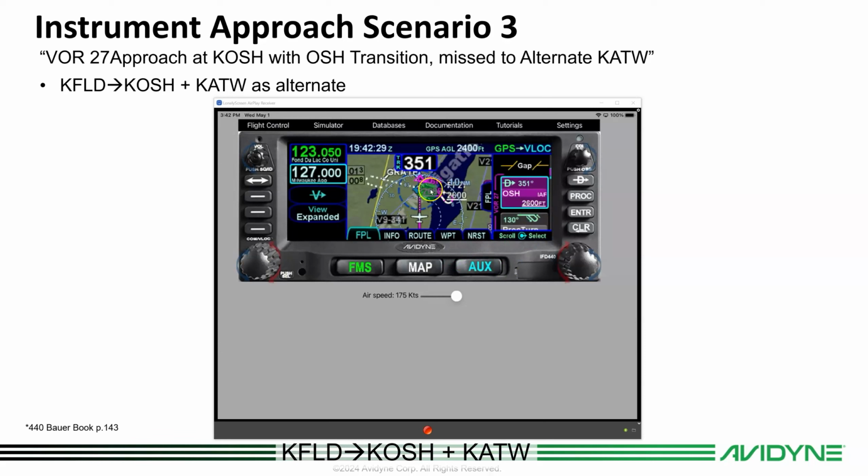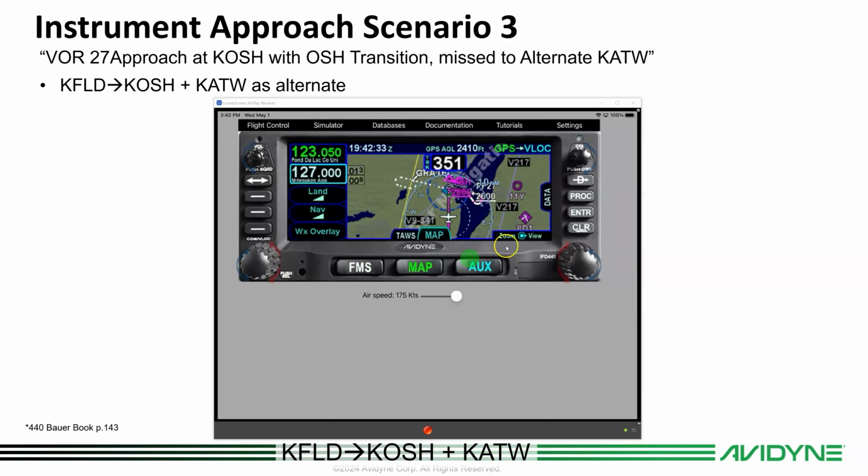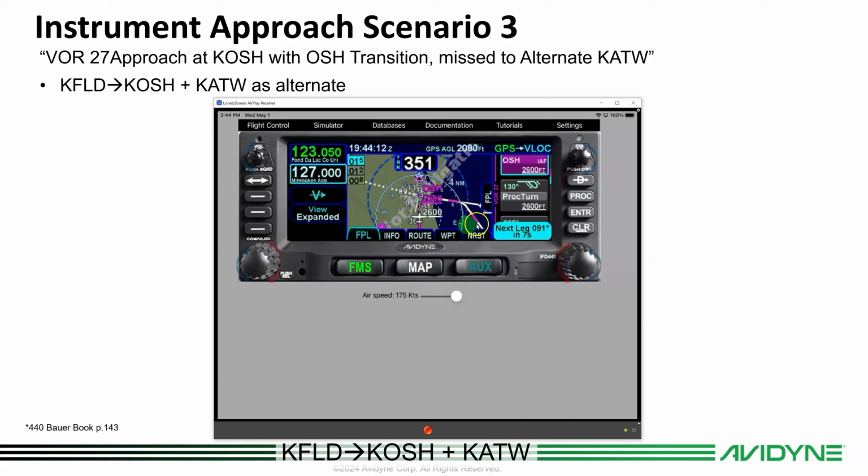You can see the procedure turn on your map here. Let me zoom that in. We'll go to the map. And I'll zoom it in a little bit. Then we can pan up and look at it. So you see we're going to fly outbound over the lake and do a course reversal and fly inbound. We're getting ready to turn, anticipation telling us the next leg is 91 degrees outbound.